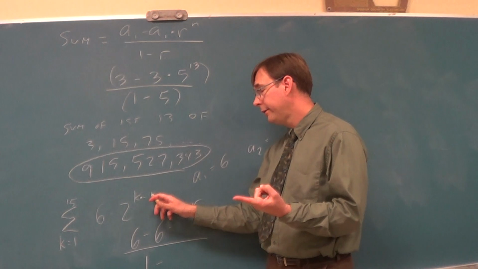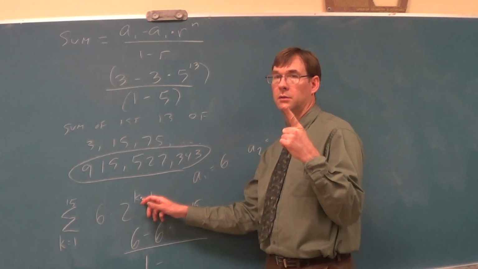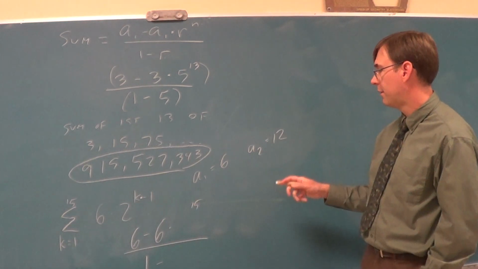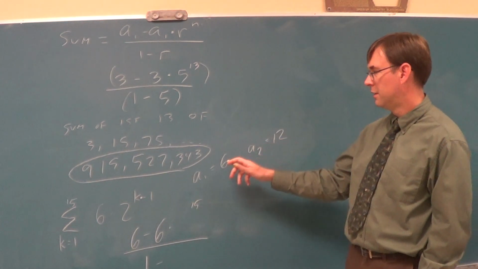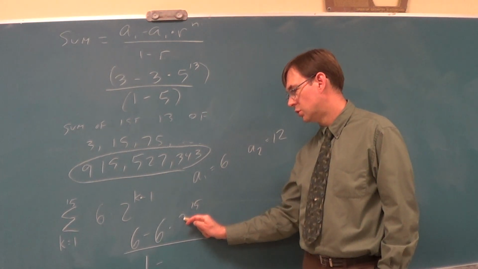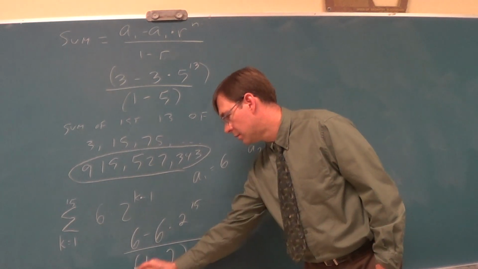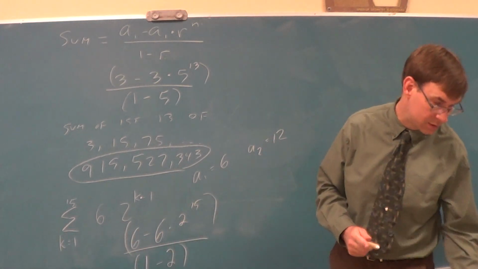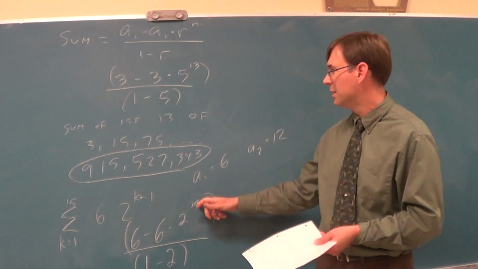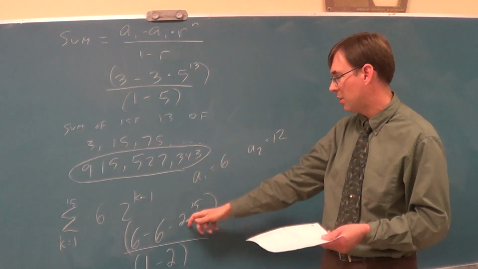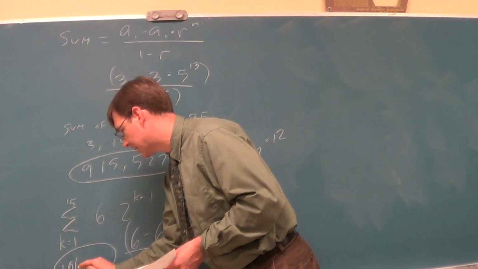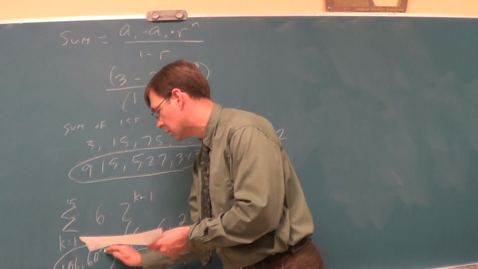2 minus 1 is 1. 2 to the 1 power is 2 times 6, 12. The second term would be 12. So if the second term is 12, the first term was 6. What's the ratio? 2. Stick in a 2. Stick in some parentheses. Press a lot of buttons. This isn't going to be as big, even though the power is higher. 5 to a power adds up a lot faster than 2 to a power is going to. It's still pretty big. It's 196,602.